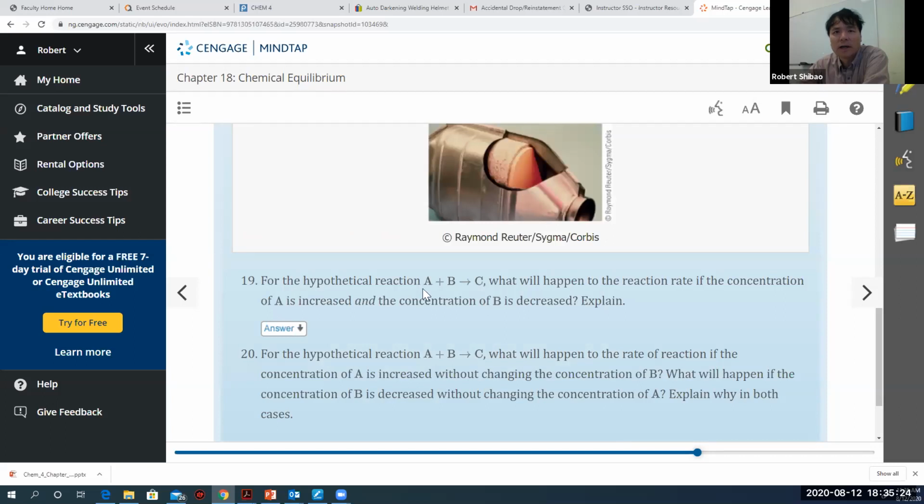For the hypothetical reaction A plus B yields C, what will happen to the reaction rate if the concentration of A is increased? If the concentration of A is increased, then we get more collisions, you know, higher concentration, more collisions. Oh, and the concentration of B is decreased. Well, if B decreases, then we're going to get fewer collisions. And so we have to know what the dependence on A is and what the dependence on B is.